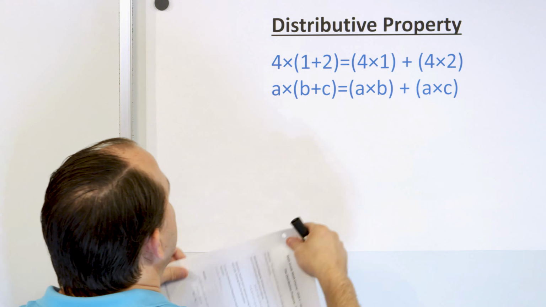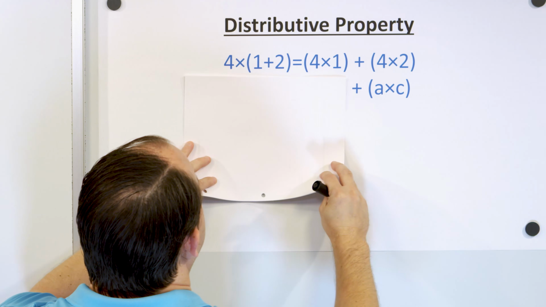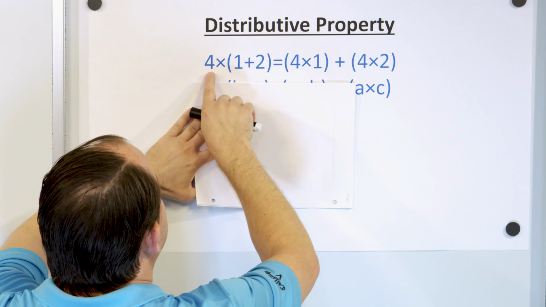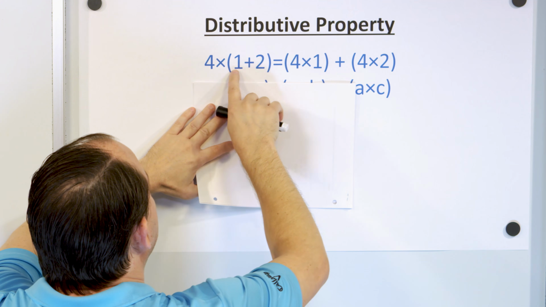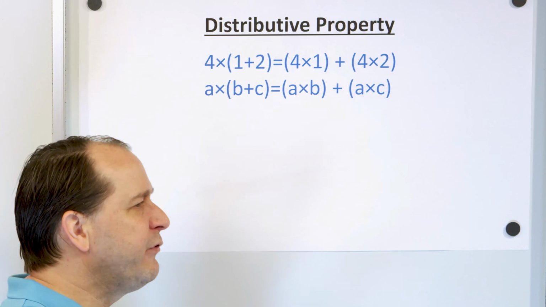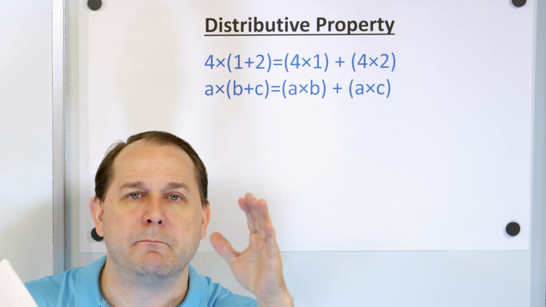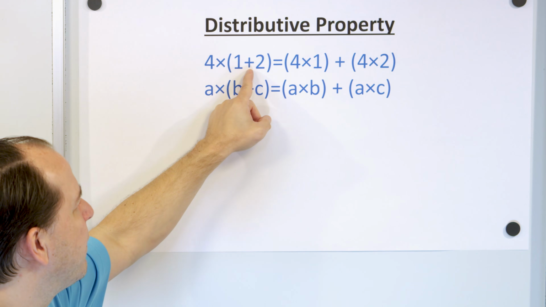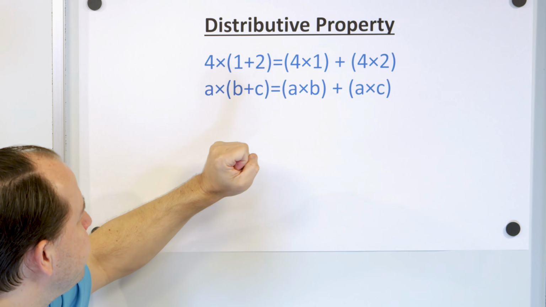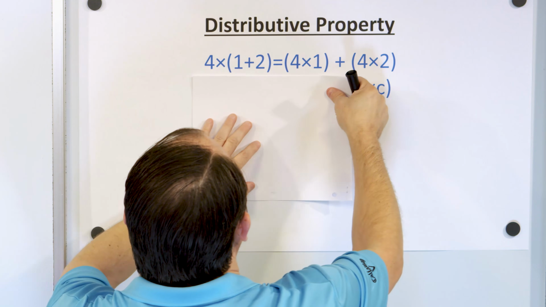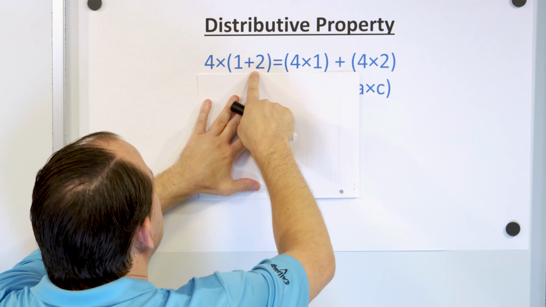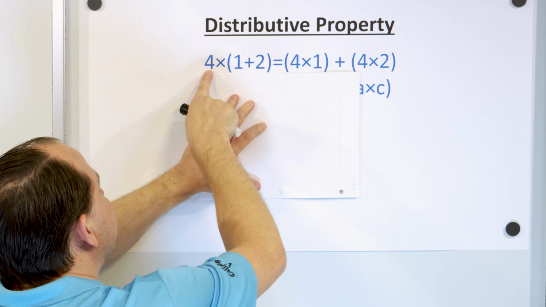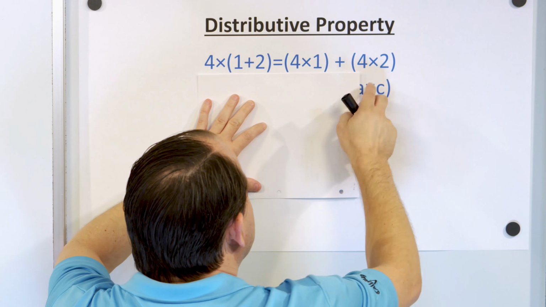So here it is. First of all, ignore all the letters down below. Just don't even look at this stuff. What we have above here is a 4 times, in parentheses, 1 plus 2. The distributive property applies when you have something multiplied times a parentheses, and on the inside of the parentheses you can have either a plus or a minus, but here we have a plus. And what the distributive property tells us is that this is equal to taking the 4 and multiplying by the 1, and then taking the 4 and multiplying by the 2.